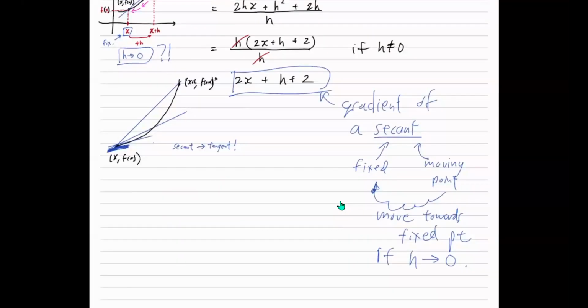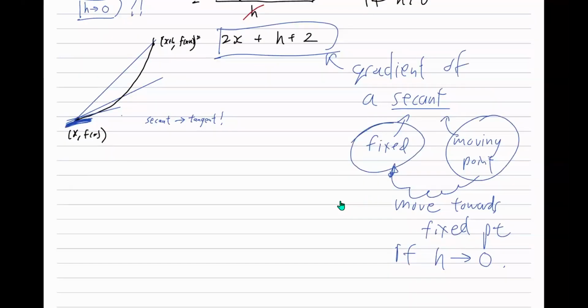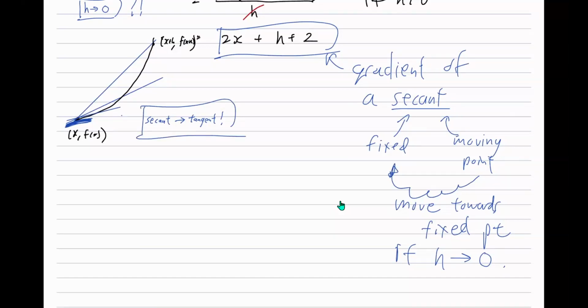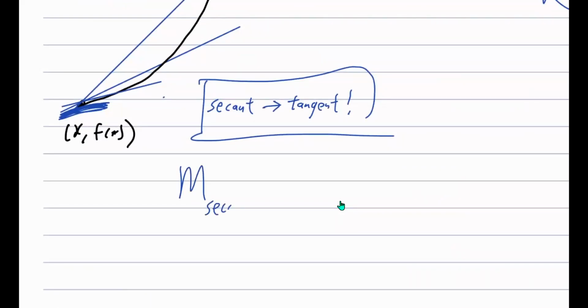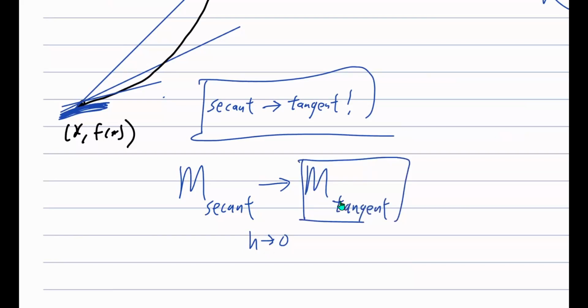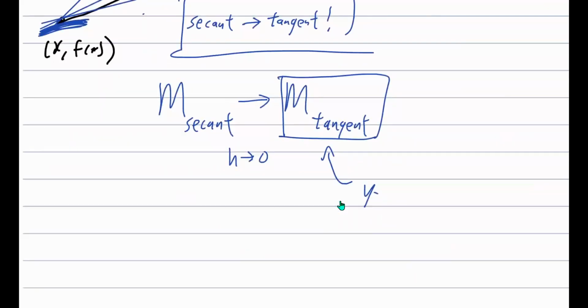And as you move the moving point towards the fixed point, the picture version is the secant becoming a tangent. But what we just found is the m of the secant, the gradient of the secant. So eventually, if you let h go towards 0, you'll get the m of the tangent. Gradient of a tangent. Is there a certain formula we know to find the gradient of a tangent? Differentiate. dy by dx, right?